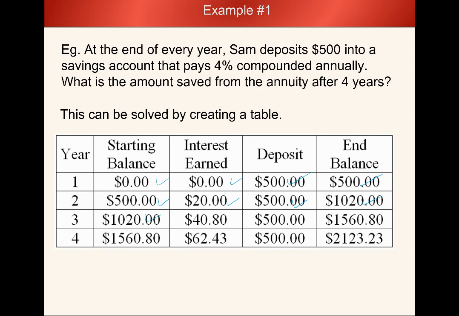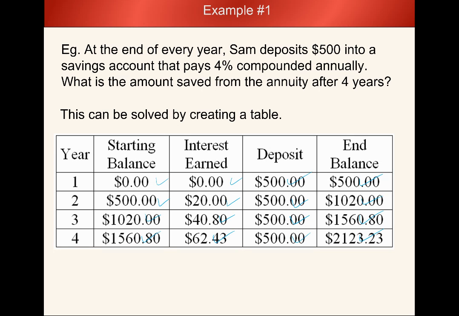You repeat the cycle, so you start with that much the next year. It earns some more interest because you've got more money in the bank. You add another $500 to it, and again, you add those 3 values up, and that's your new starting balance. It's going to earn even more interest. You deposit more money, and so on and so forth.